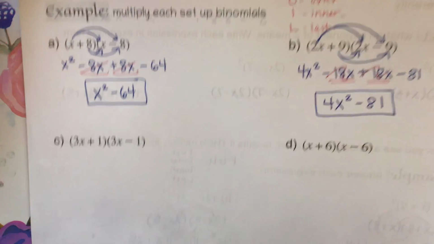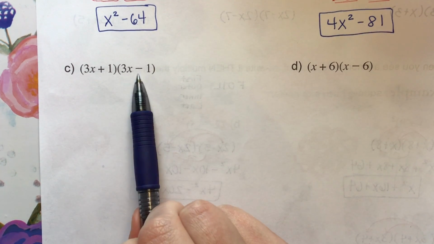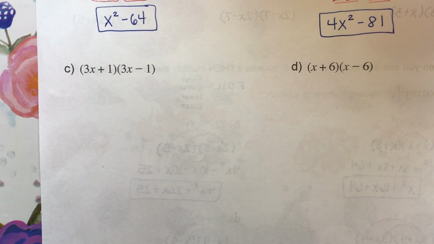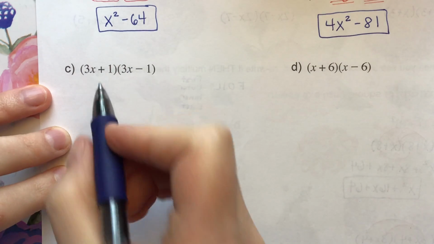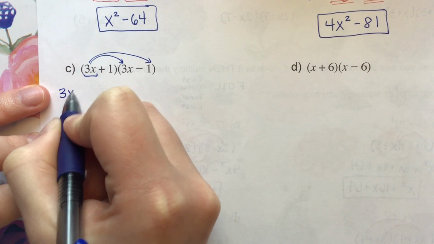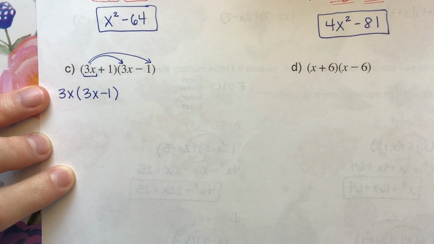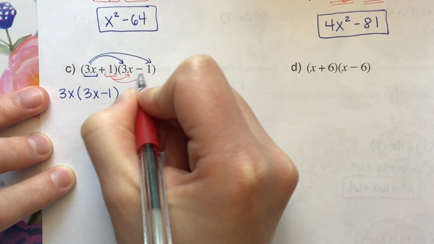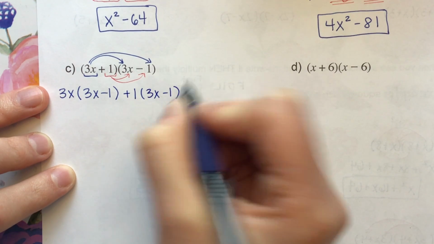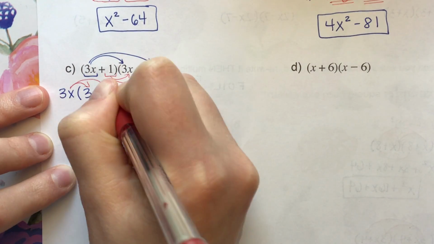We just have 2 more examples, and then we'll be done. So in example C, I have 3x plus 1 times 3x minus 1. I'll go ahead and show this example with the distributive property just so you can see it like that one more time. With the distributive property, I need to take this 3x and multiply it by both things. So that's going to be 3x times 3x minus 1. And then I'm going to take this plus 1, and it also has to get multiplied across the parentheses. So it's going to be plus 1 times 3x minus 1. Now I want to distribute across both of those sets of parentheses.